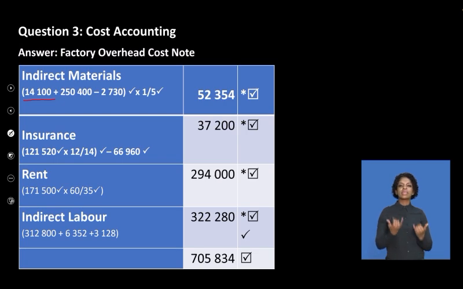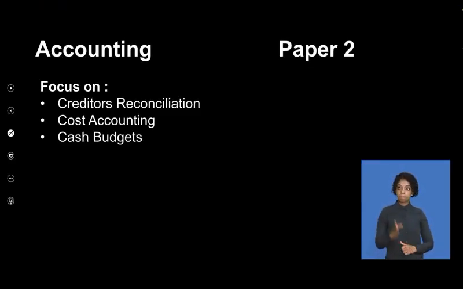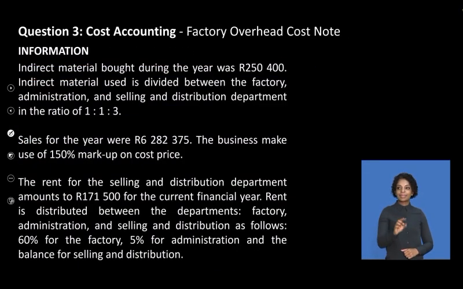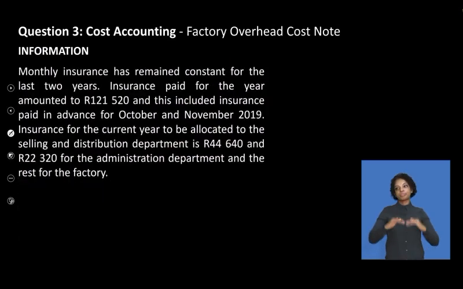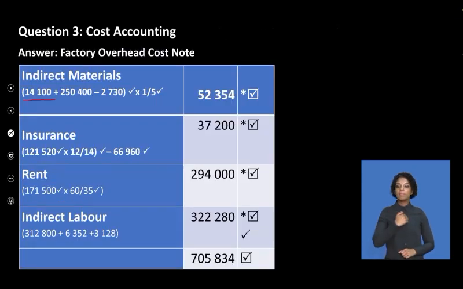Now, what else do we want to know? What was the value of the indirect materials that were purchased during the year? So I look for my information here and I find that, sorry, let's just go back, it's here. Indirect materials bought during the year was 250,400. Okay, so that's the value of my indirect materials that were purchased. So going into my solution, there's my 250,400.